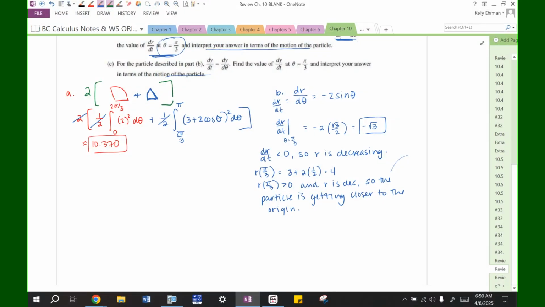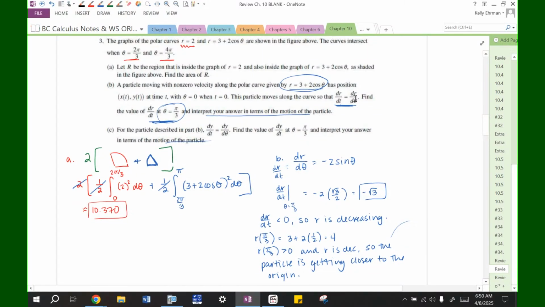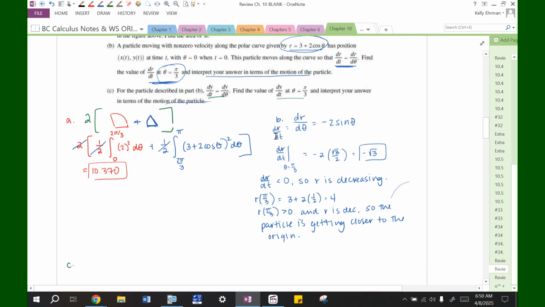All right, for part C, for the particle described in part B, so we're still on this cosine curve, 3 plus 2 cosine, dy dt is equal to dy d theta. Find the value of dy dt at pi over 3 and interpret your answer in terms of the motion of the particle. So we'll talk about the motion in a second.